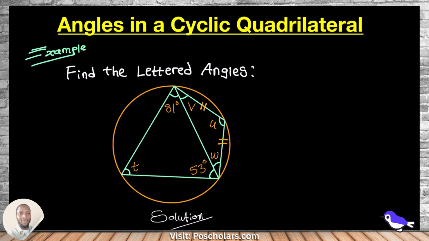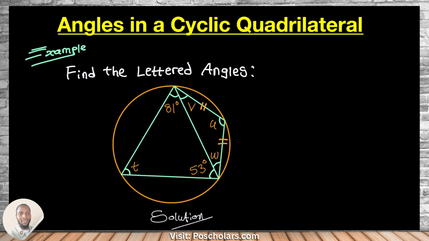So in this video, I am going to break down everything you need to know about angles in a cyclic quadrilateral, right? So we have just a single question, and the question says, find the lettered angles. We want to find angle T, angle V, angle U, and angle W, right?